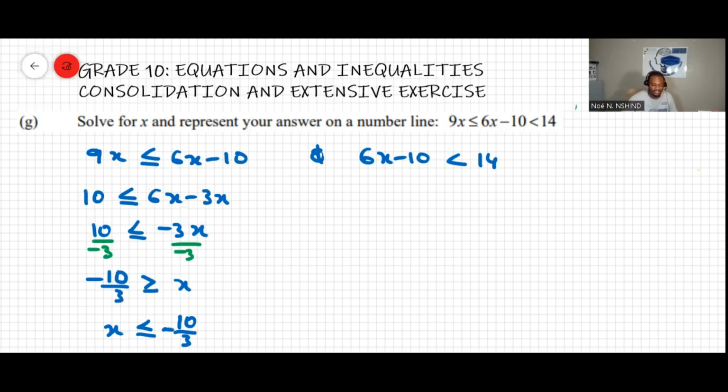That's one side. On the other side, 6x minus 10 is less than 14. It can be written as 6x is less than 14 plus 10, and that makes 6x less than 24. So if I move the negative 10, it becomes 24. We can divide both sides by 6, and then we have x less than 4. Now we can understand it better on the number line.